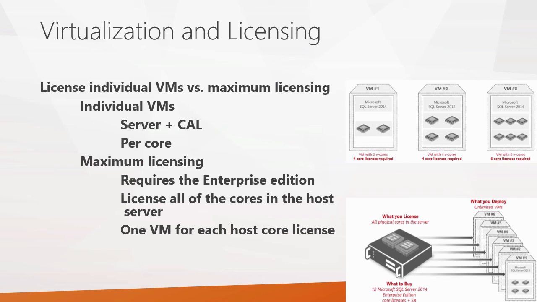VM2, it's using 4 virtual CPUs, and so there, 4 core licenses are required. And VM number 3, it's using 6 virtual CPUs, and so there 6 virtual core licenses are required.